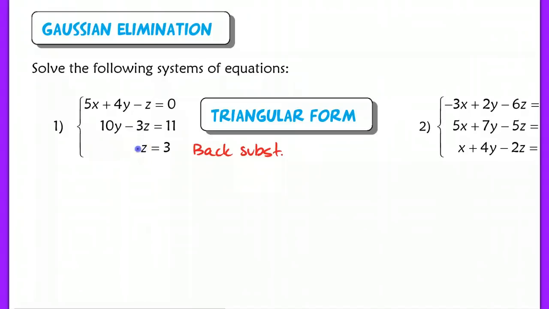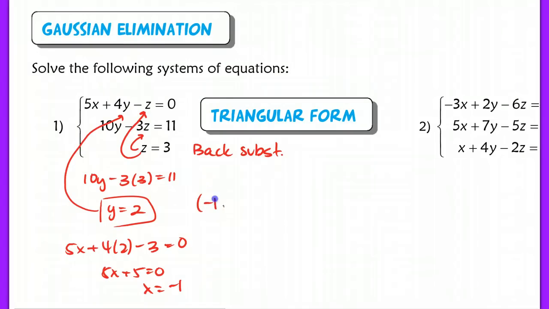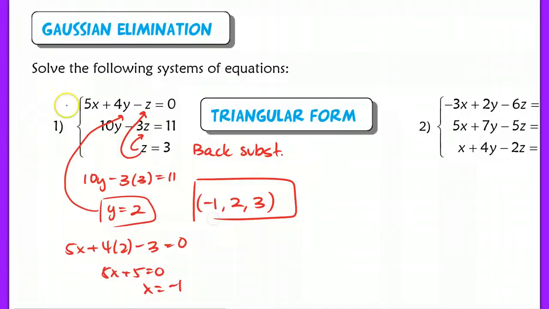Since z is equal to 3, I can simply plug that into here to obtain, let's see, y plus 3 times 3 equals 11, so y is going to equal 2 here. And then once I have y equal to 2, I can plug in y equals 2 here and z equals 3 here in order to obtain the x variable. And in this case, 5x plus 8 minus 3 is 5x plus 5. Subtract that 5, and I end up with x equaling -1. So I have a unique solution. -1, 2, 3 is the solution that satisfies every single equation in my system.